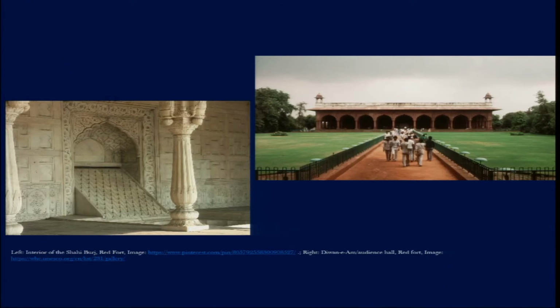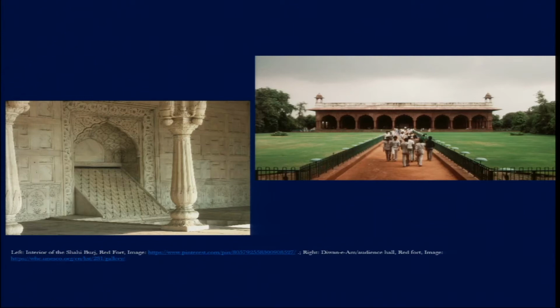And Shahi Burj is this octagonal tower that we have in the northeastern corner of the fort complex, the Red Fort complex. In this one, there is this octagonal tower, and from there are means by which the water was sent to the upper stories of this building, and from there it can flow to the other parts of the fort complex.